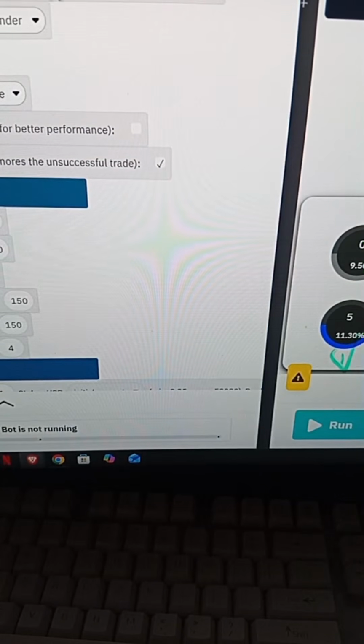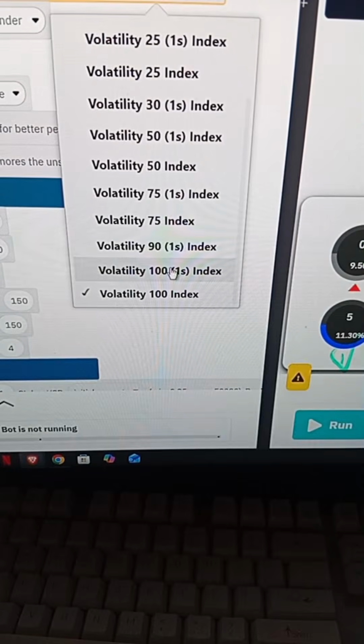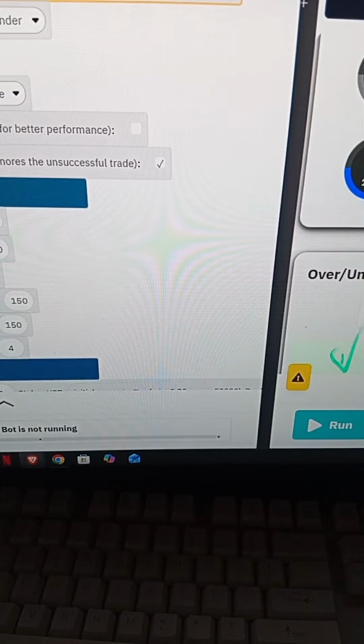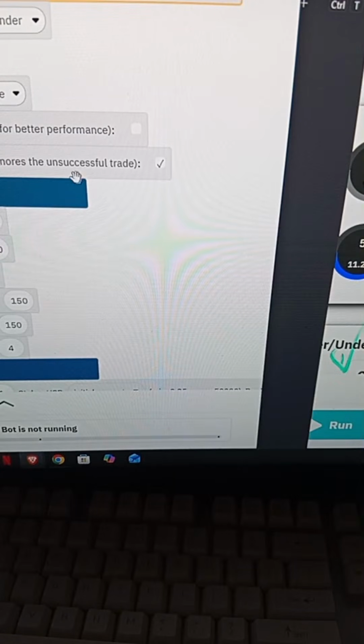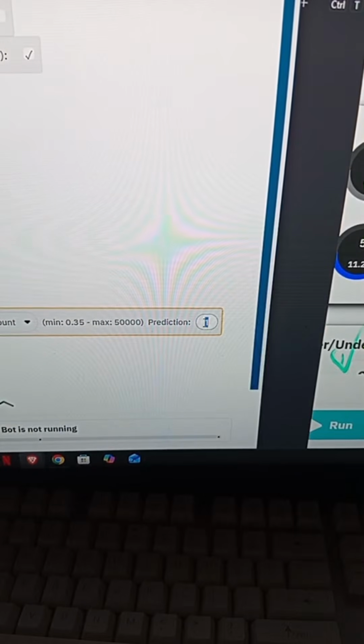All right, let us go to volatility 91S. 91S, we go to under 8. 91S under 8, guys. Please let us not waste this under market. Remember, under markets are the markets we love. Let us not waste it, okay? 91S under 8, guys. Be ready.